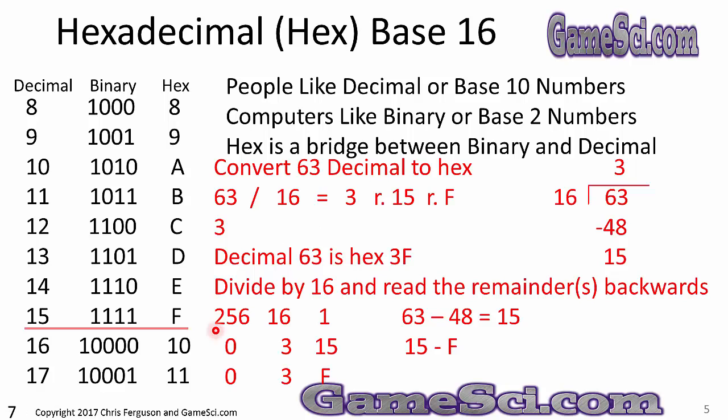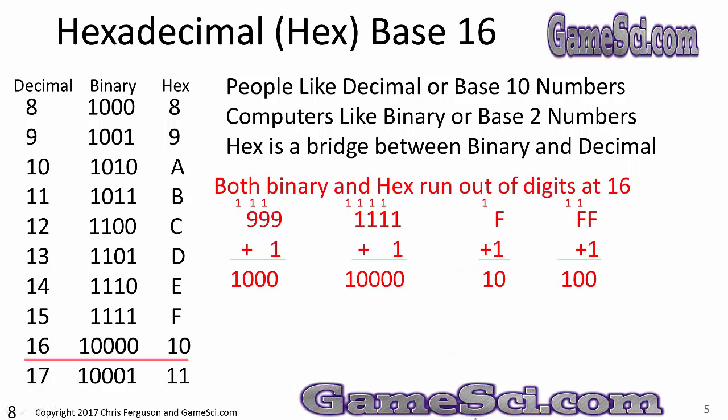Let's do the same thing by writing down our powers of 16. From the previous slide, 16 squared is 256, 16 to the first is 16, and 16 to the 0 is 1. 63 doesn't fit into 256, so there's nothing under that digit. 16 does fit into 63 3 times. 63 minus 48 is 15, so I'll put a 3 under the 16 and a 15, or an F, under the 1. And by subtracting out multiples of 16, I can convert decimal to hex. It's all very straightforward once you understand the pattern.